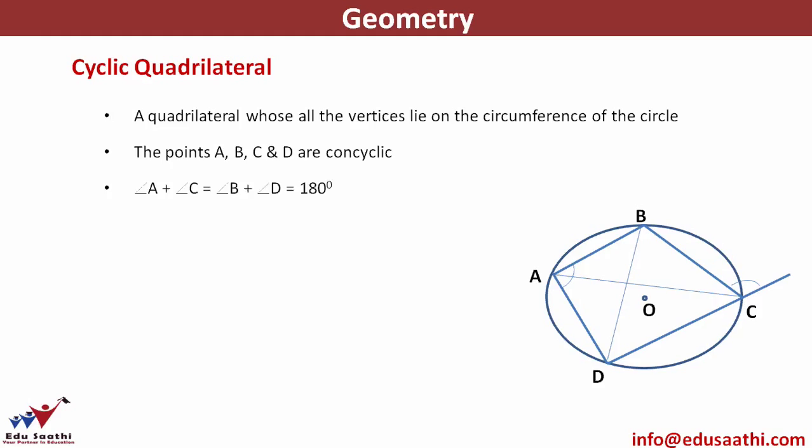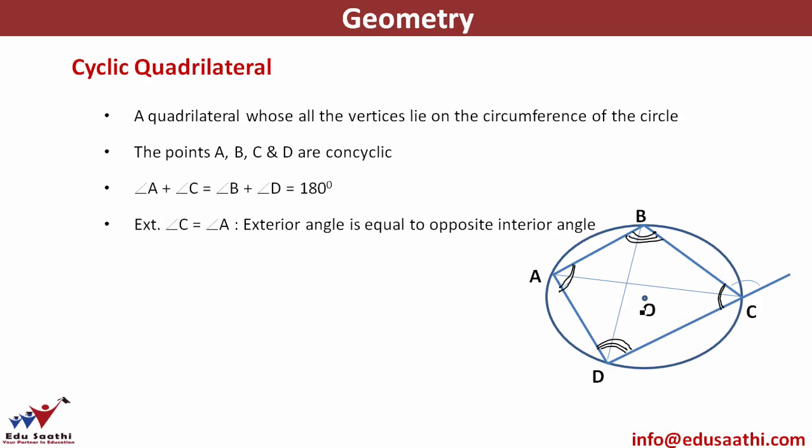The property that will follow would be angle A plus angle C. Opposite angles of a cyclic quadrilateral are supplementary. I'm not saying they are equal because equal depends upon what type of quadrilateral it is, but what I know is opposite angles of any cyclic quadrilateral are supplementary. That is the thing that I know. And another property of cyclic quadrilateral is exterior angle is equal to the opposite interior angle. So this exterior angle will be equal to opposite interior angle.